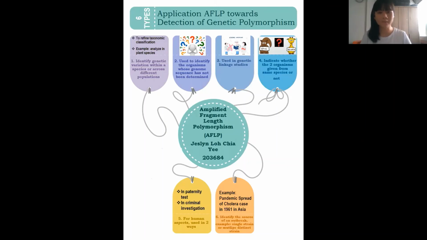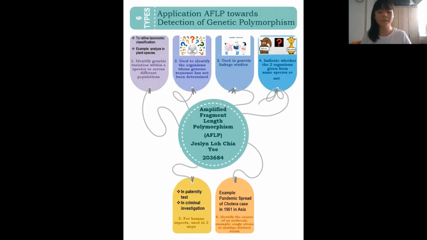Among all established methods, AFLP has proven to be a highly reliable and reproducible technique that can easily be adapted and used for a variety of applications. First, the AFLP markers help to assess genetic variation within a species or across different populations. This allows researchers to refine the taxonomic classification of organisms based on AFLP-associated genetic markers. This also helps breeders analyze the genetic diversity of plant species to accelerate plant improvement. Second, the AFLP markers help in addressing questions related to organisms whose genome sequence has not yet been identified.